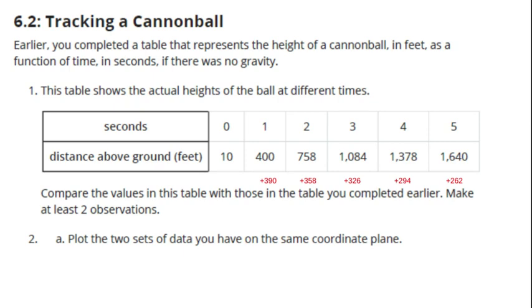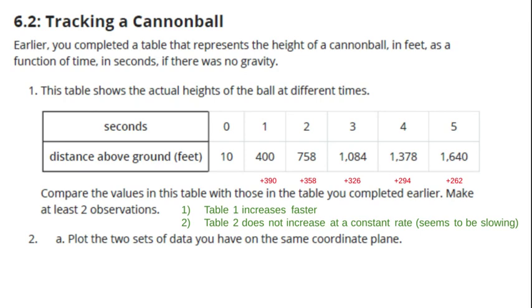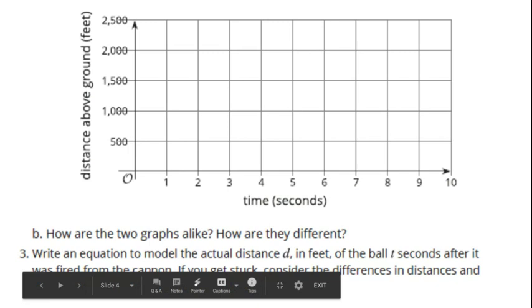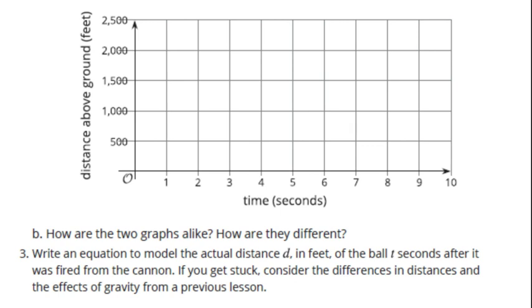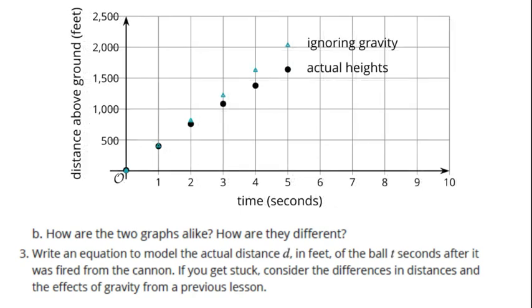So what are the observations that I can make? Well, that first table seems to be increasing faster. In 5 seconds, it increased more. And then table 2 does not increase at a constant rate. The other one's increasing by 406 every second. This one is not. You can see that those numbers are going down. So if I'm going to graph this, I've got my time in seconds on my x-axis and my distance above the ground, or we call that a lot of times height, on my y-axis, we end up with that.